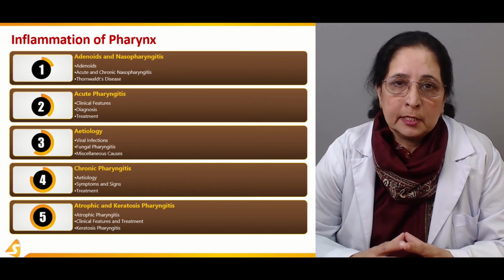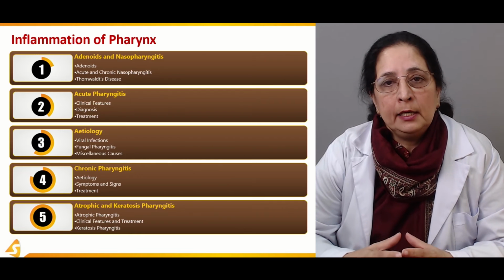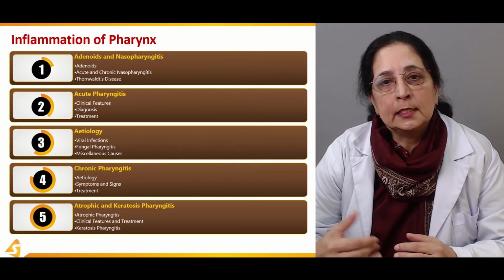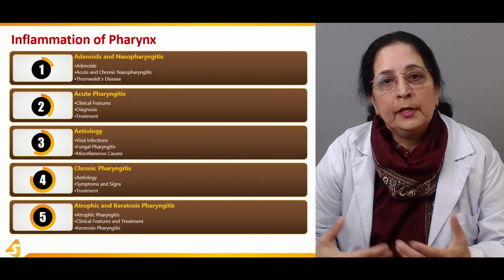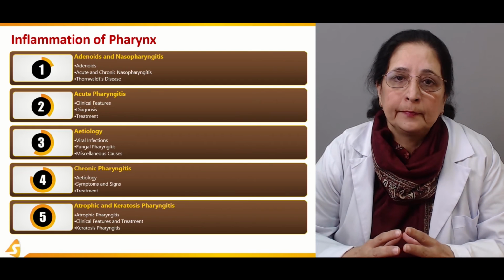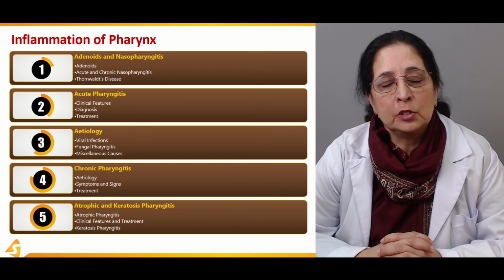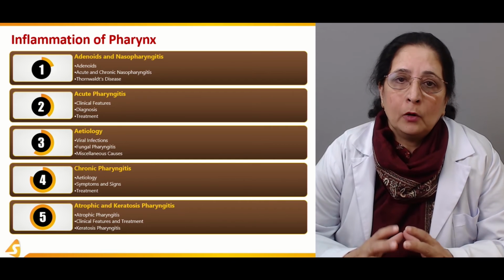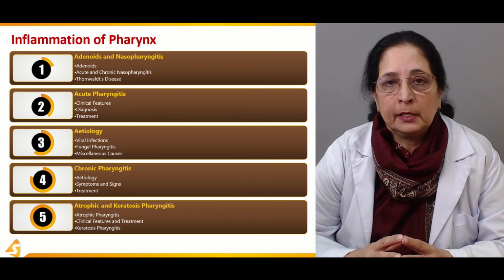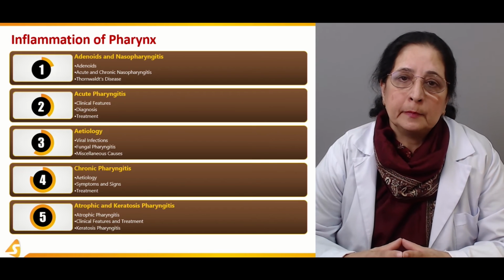Then in the fourth section, we will talk about chronic pharyngitis. If acute pharyngitis becomes chronic, or if there are repeated episodes of pharyngitis, how it presents and how it can be diagnosed and treated, how the patient with chronic pharyngitis will present, and what the signs and symptoms associated with chronic pharyngitis are.